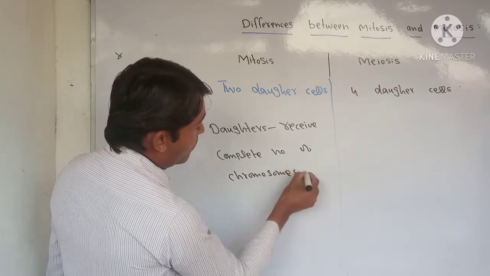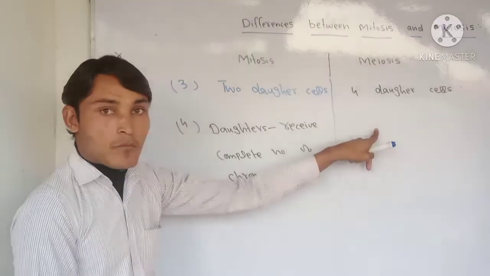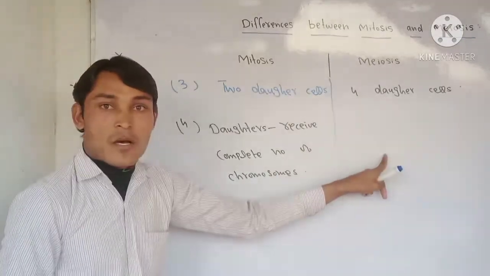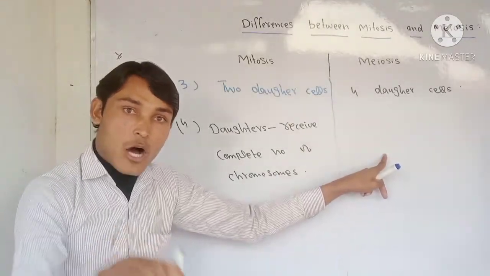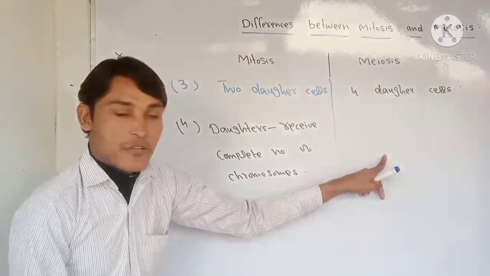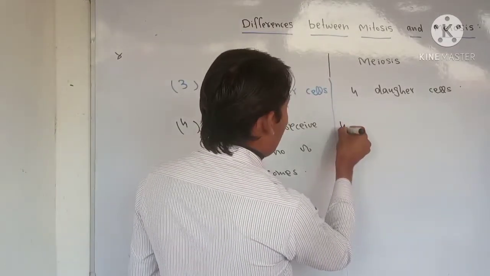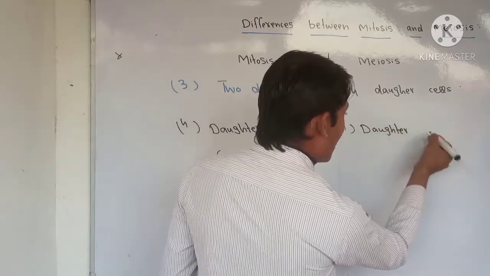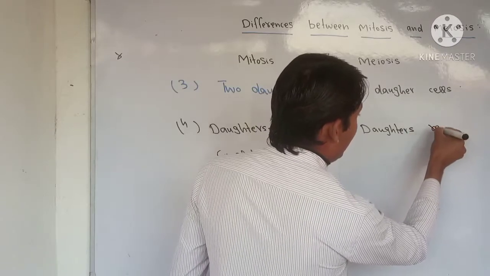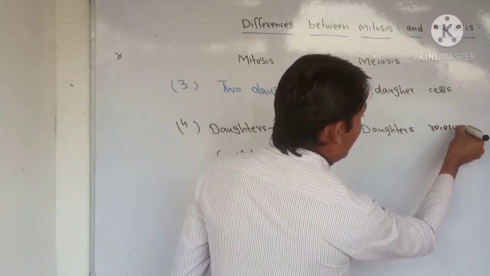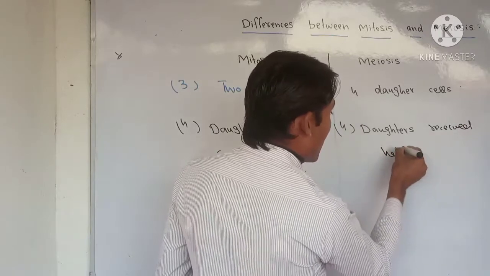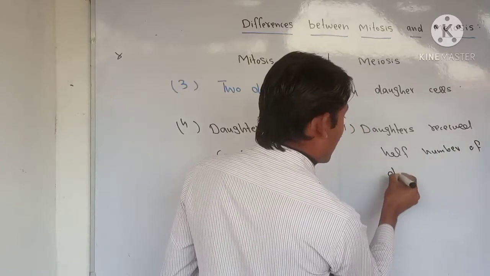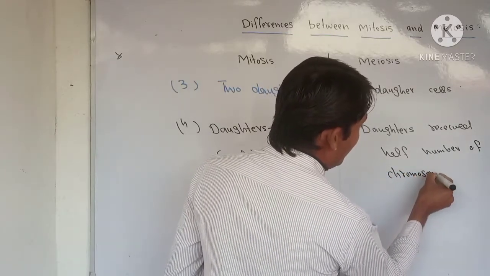Now in meiosis, daughters receive half the number of chromosomes, and due to the half number of chromosomes, it is also called reduction division. So the fourth difference is that daughters receive half the number of chromosomes.